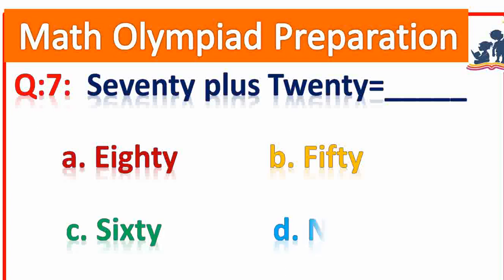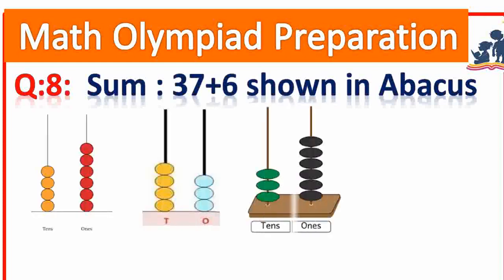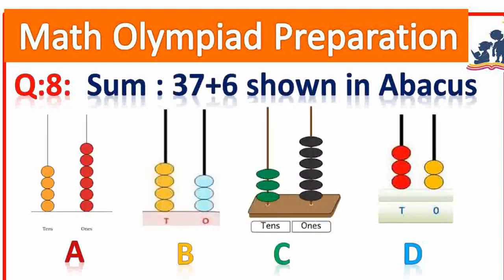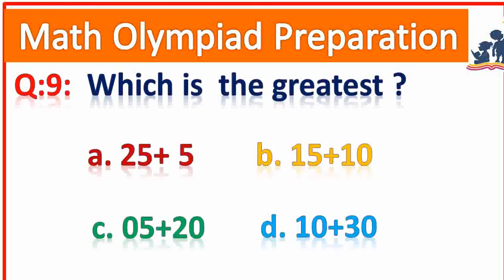Question number 7. 70 plus 20 is 90. Right answer. Very good. Question number 8. Sum of 37 plus 6 shown in abacus. Tell me the answer. Answer B. 43. Very good. Question number 9. Which is the greatest? Number D. 10 plus 30 is 40. Very good.